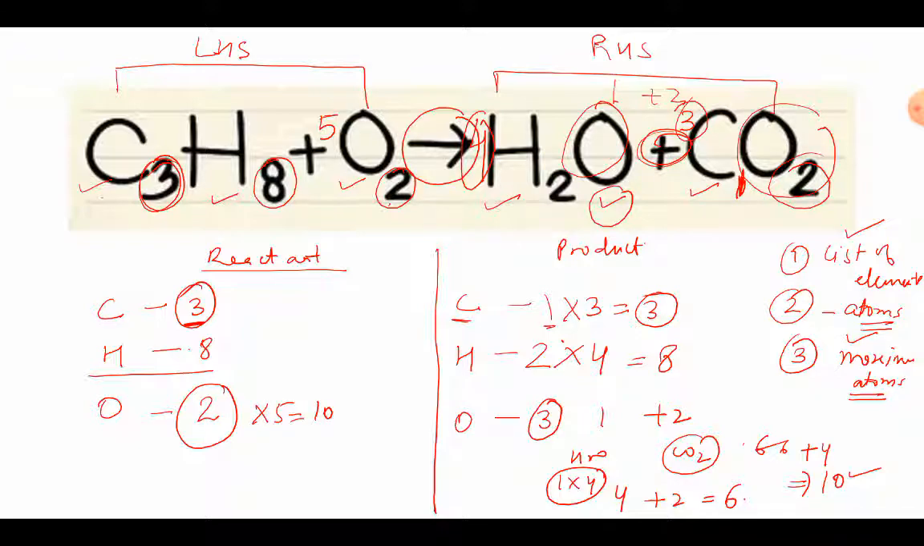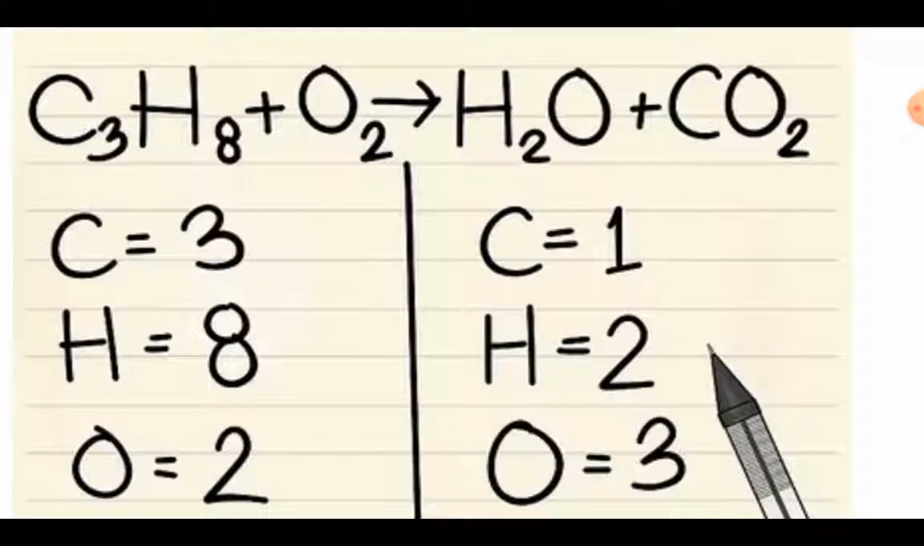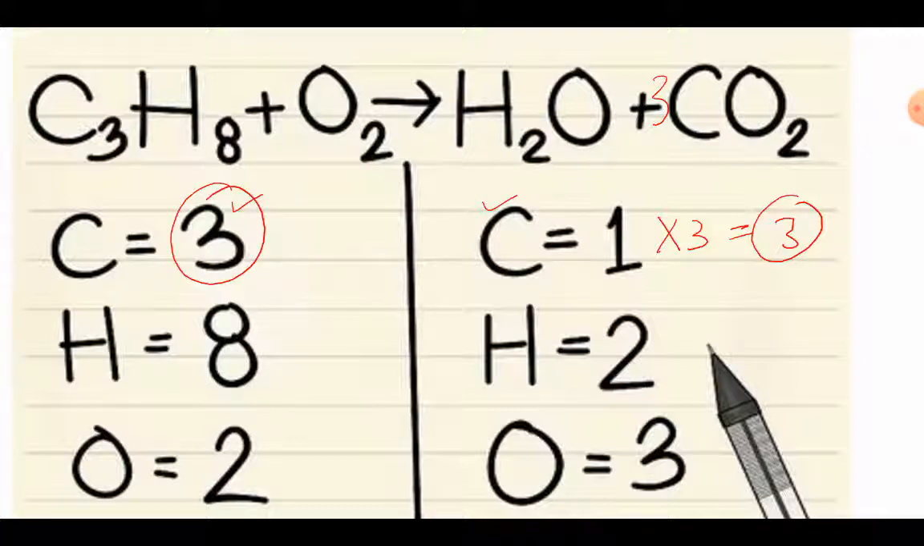So ultimately, when we balance the chemical equation, how does it become? This is already 3. We will balance this carbon into 3. That means we have put up a 3 over here. So now carbon has become equal on both the reactant side and the product side, right? Hydrogen is 8 on the reactant side, on the product side it is just 2. How can we change it? By putting up a coefficient 4. So that 2 into 4 is 8.